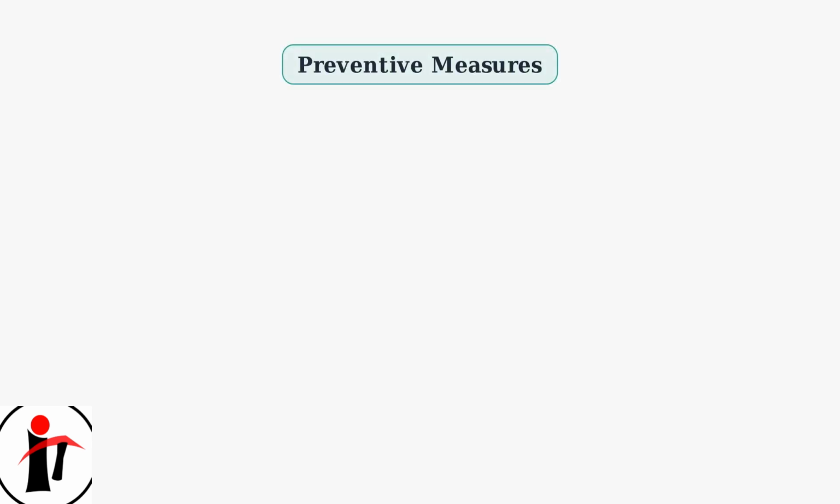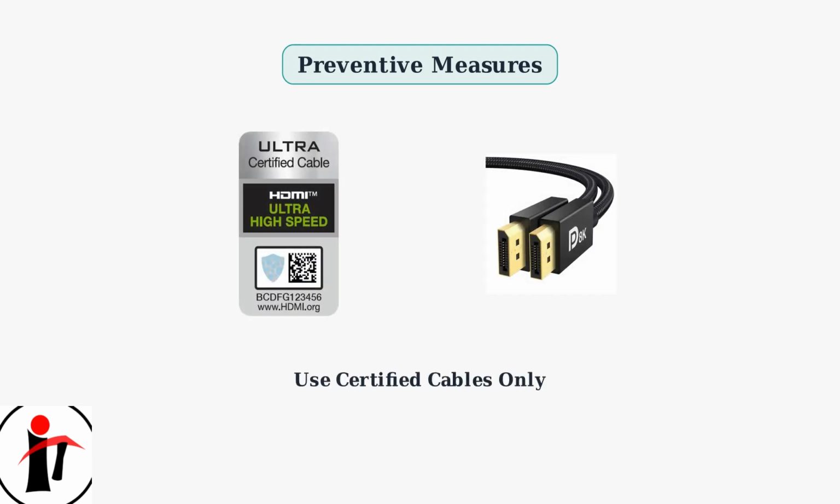Prevention is better than troubleshooting. The right cables and maintenance practices eliminate most connection problems before they occur. Use only certified cables. HDMI Premium Certified and DisplayPort Certified cables ensure reliable connections and full feature support. Cheap cables are the leading cause of intermittent connection failures.